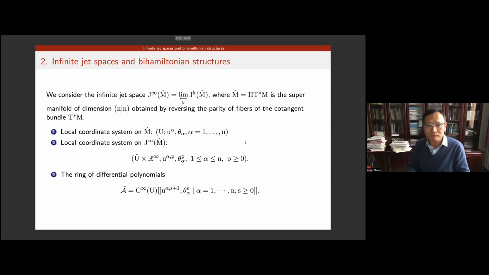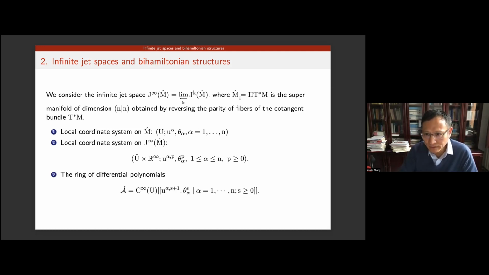Again, we start from a base manifold, a smooth manifold M of dimension m, and we consider the associated super manifold obtained by reversing the parity of the fibers of its cotangent bundle T star M. We consider its k-jet bundle, and then take a projective limit to obtain what we call the infinite jet space. On this infinite jet space, we have natural local coordinates.